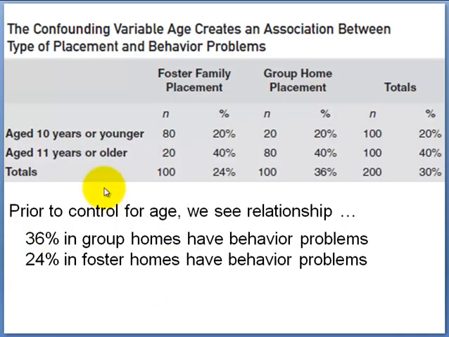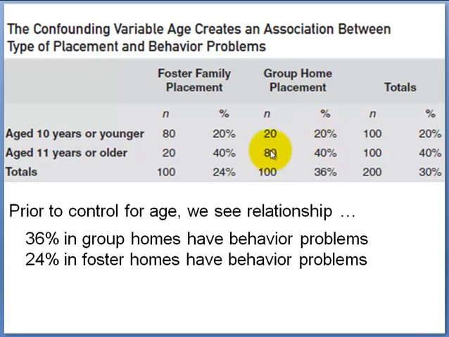And just flipping back here, why did we see a lower percentage of kids with behavior problems overall in the foster family placement group? In other words, why are we getting 24% here and 36% here? Well, it's because most of the kids who are in foster family placement are young. 80 of the 100 kids are 10 or younger. So that is the group that has lower levels of behavior problems. That's the group in which only 20% have behavior problems.